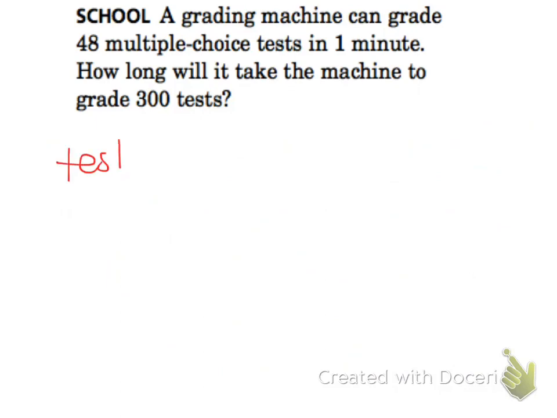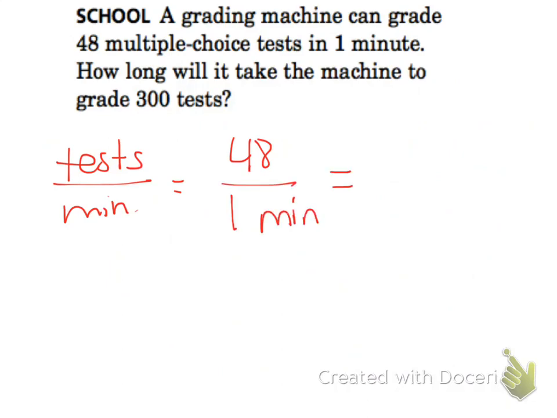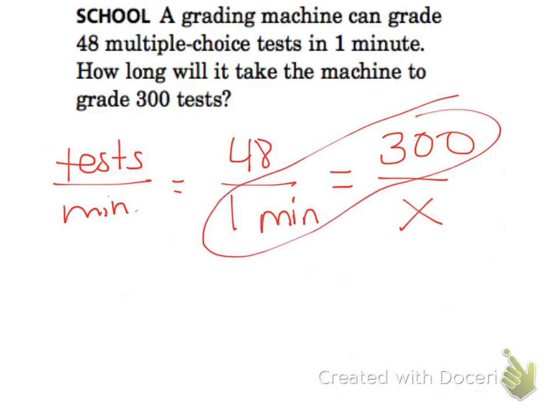Okay, the two things we're comparing for our rate is the tests compared to the minutes. So I said there's 48 tests being graded in 1 minute equals how long will it take the test machine to do 300 tests? Tests goes on top. I don't know that. You might want to cross multiply and divide this.